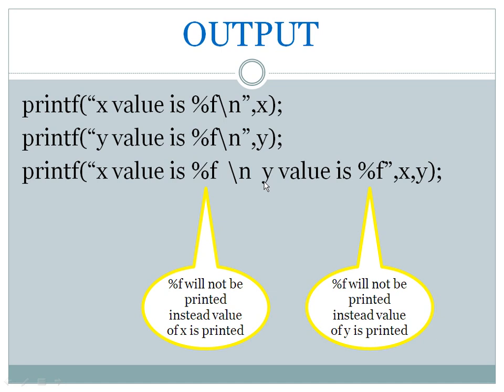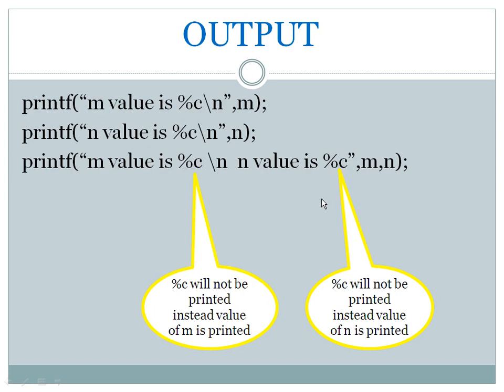\n will take the sentence y value is to the next line. If you don't put a \n, it says x value is some value and then y value is some value, so it will be one line. If you want "x value is some value" and then it goes to the next line and prints "y value is the value of y", you use \n. So this way we can use output. If you want to print a character output, you can use %c.